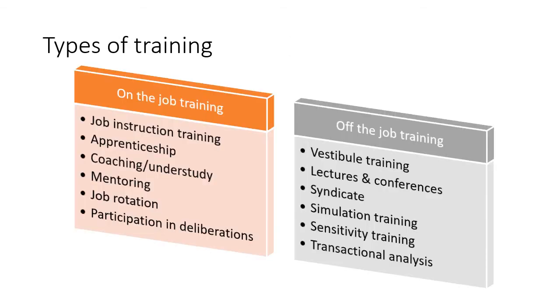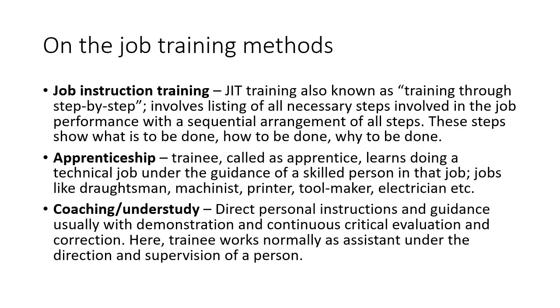Types of training. On-the-job training are these: job instruction, apprenticeship, coaching, understudy, mentoring, job rotation, participation in deliberations. And off-the-job trainings are these: vestibule training, lectures and conferences, syndicate, simulation training, sensitivity training, transaction analysis. So now comes on-the-job training. The first is job instruction training or JIT.